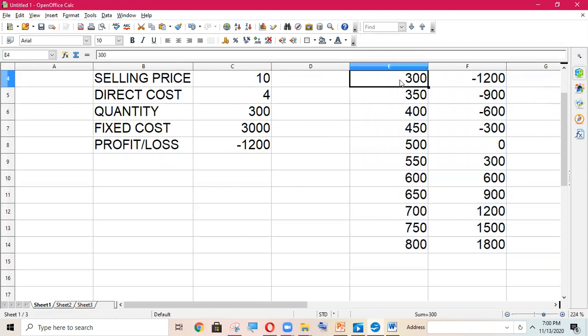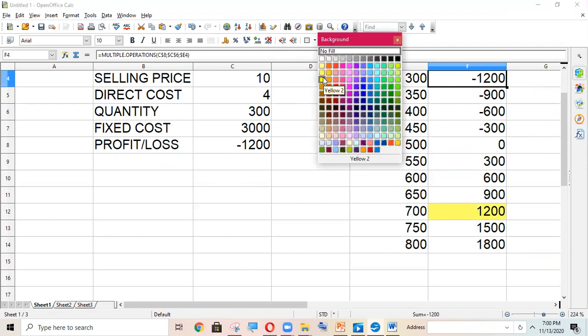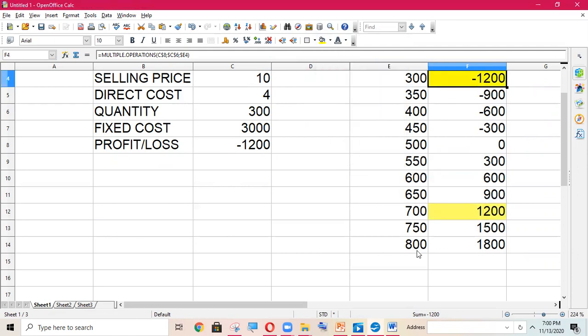So if I sell 300 pens, I get a loss of 1,200, the same thing. And what about 400? I get minus 600 rupees. About 450, I get minus 300 rupees. And if you see here, if I sell 700 pens, I get a profit of 1,200 rupees. So this is how you can see the difference. And if you sell 800 pens, you would get 1,800 rupees profit.